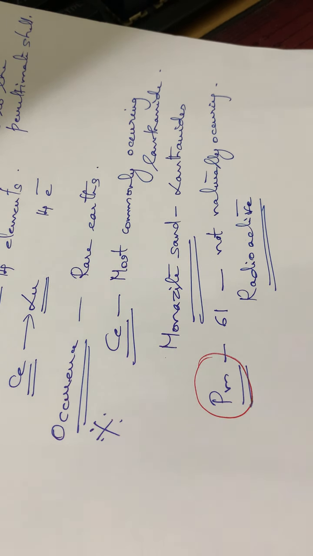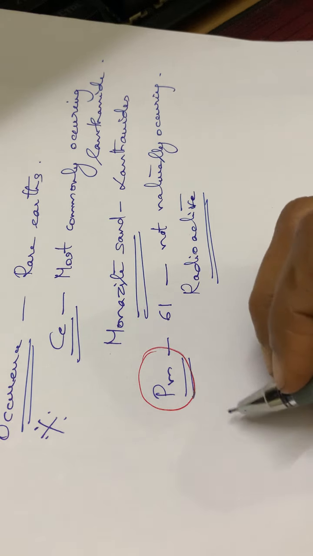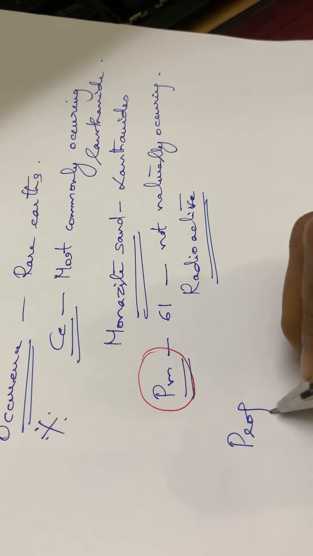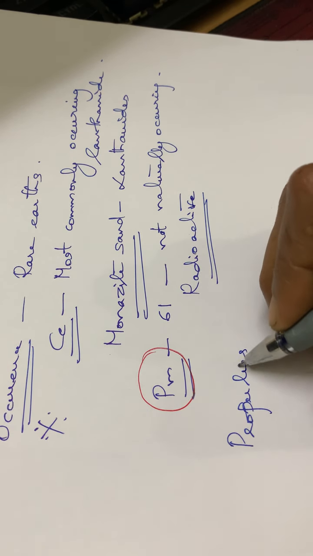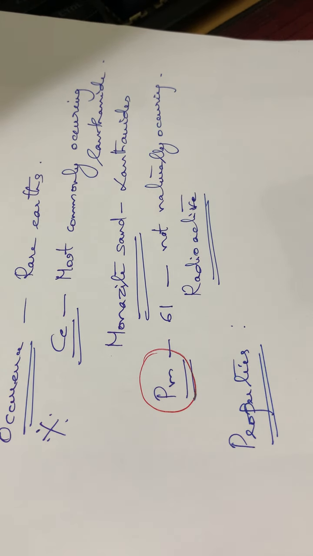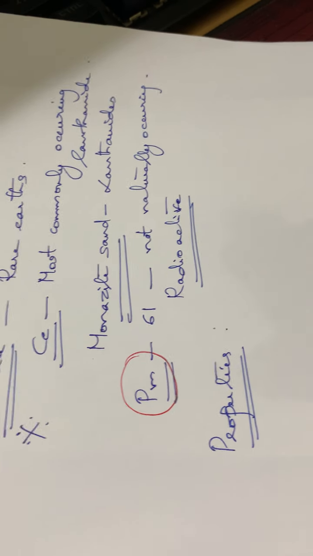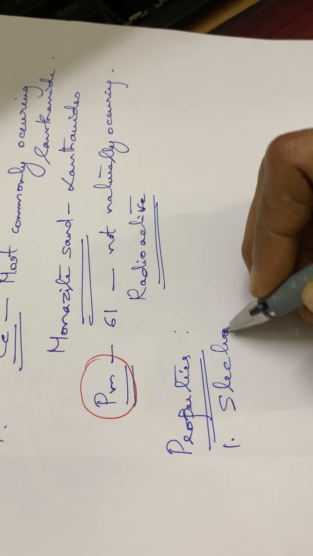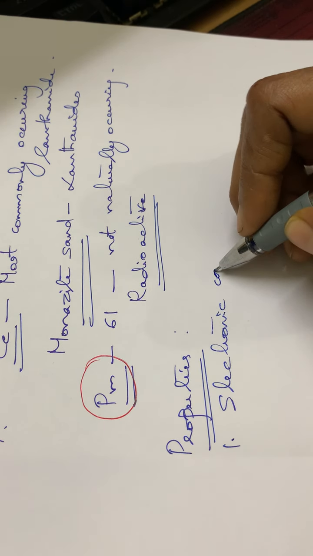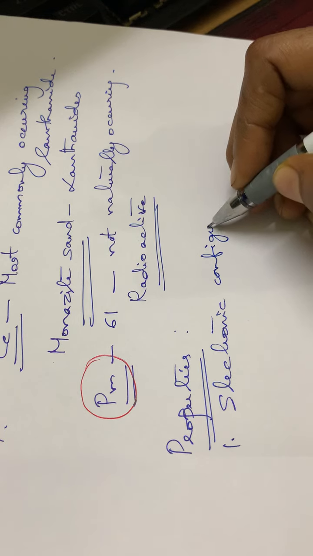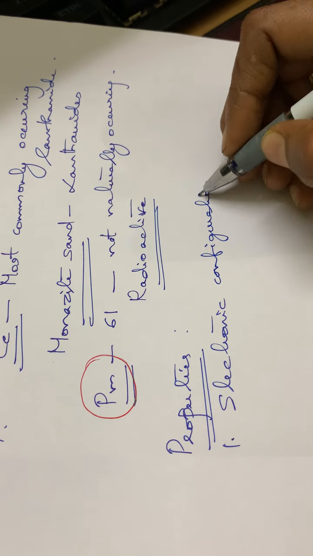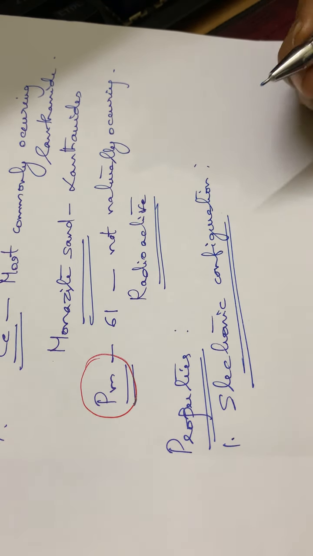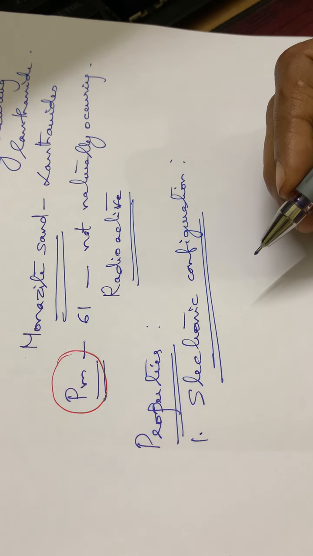Next you can go through some of the properties of lanthanides. You have to study the properties also, and I will tell you the main points. We have seen so many properties of d block or transition elements, and similarly for f block elements. The first one is the electronic configuration.